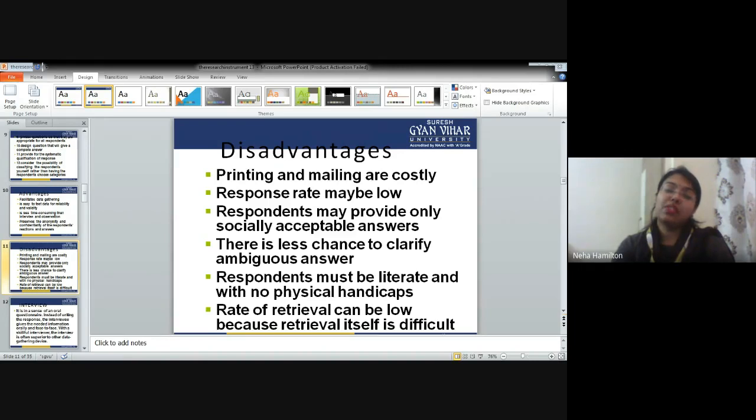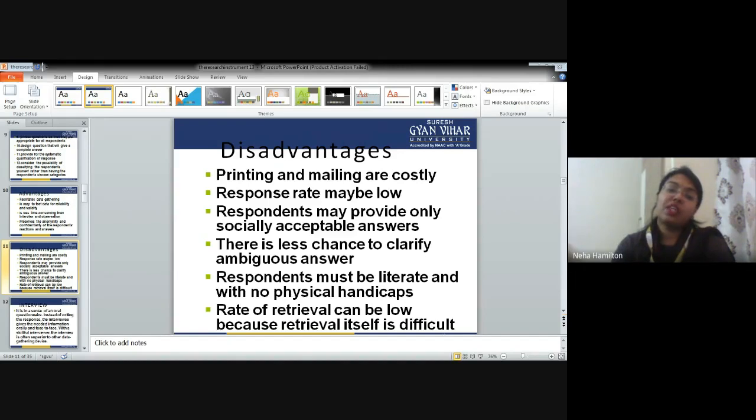Respondents must be literate and with no physical handicaps. So, as I've already told you, these are the disadvantages that go with the questionnaire as a research instrument. How? Respondents must be literate enough and no physical handicaps should be there, because how will they fill the paper if they cannot read it? Definitely, you can facilitate them, but how about a sample size of 1,000 respondents? How will you go about it?